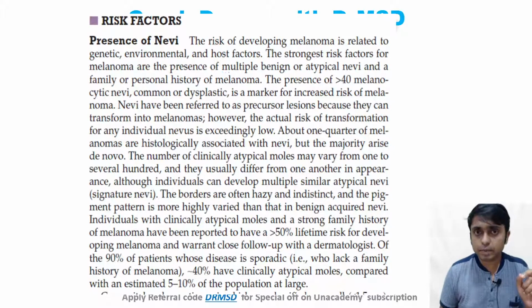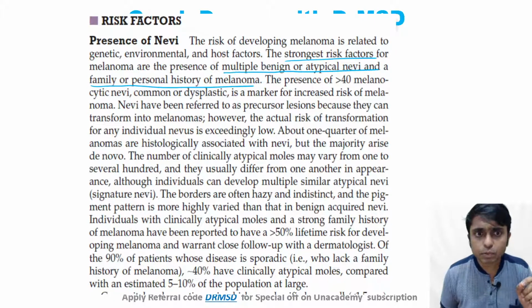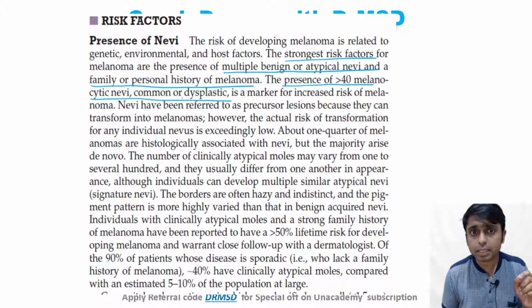So this is from Harrison's textbook 20th edition. Here you can see the strongest risk factors for melanoma are presence of multiple benign or atypical nevi and family or personal history of melanoma. Okay, and I just want you to also notice the presence of more than 40 melanocytic nevi, common or dysplastic.